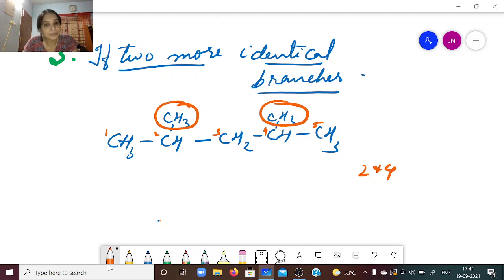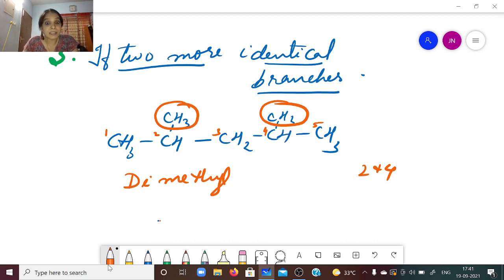Both are correct. Now, when we have two branches which are the same, what should we do? We can use di as a prefix here. Di means two. We will write these branches as dimethyl. Because both are the same, we will use dimethyl. Clear? This is for you to remember. Now we will start naming so we will understand more. So this is known as dimethyl.